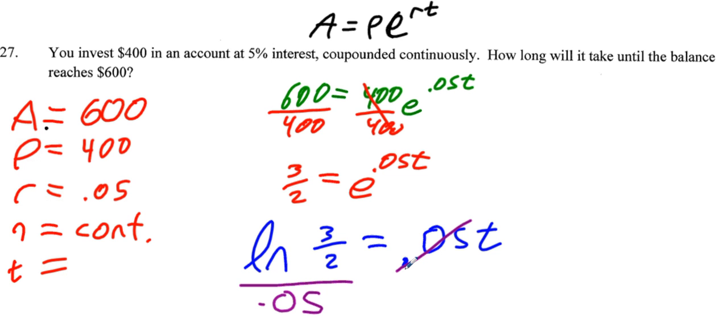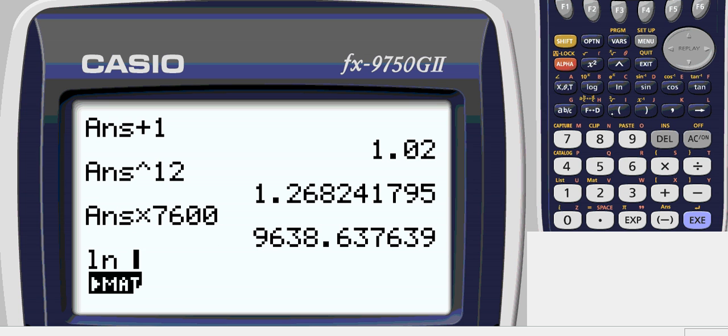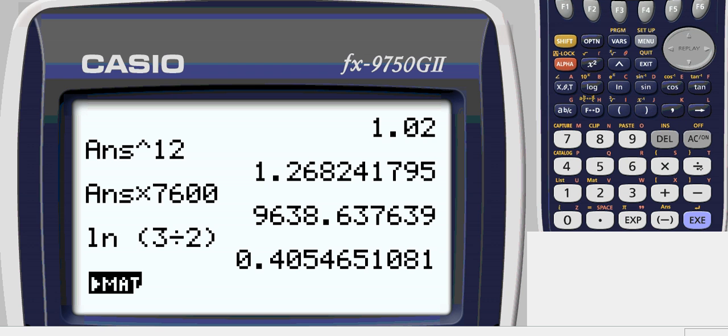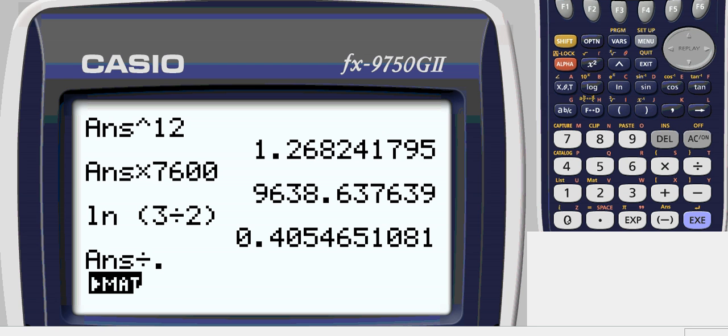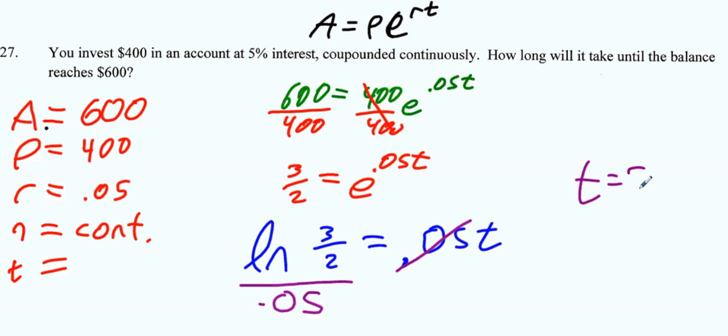So on your calculator, we'll type in natural log of 3 over 2 divided by 0.05. Natural log, make sure you do parentheses for 3 over 2. And divide by 0.05. So we get 8.11. T equals 8.11. That's how long it will take for the balance to reach $600. 8.11 years.